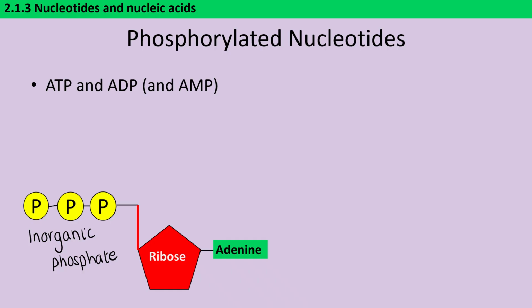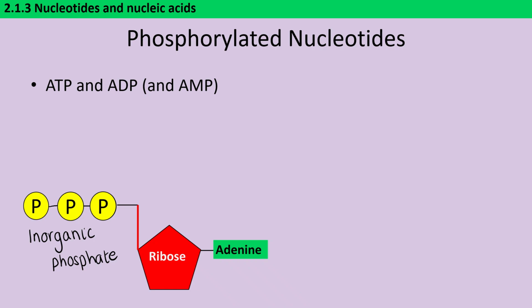Finally, you need to know about a class of modified nucleotides called phosphorylated nucleotides, the most famous of which is ATP, which is sometimes referred to as the universal energy currency. ATP is based on a modified RNA nucleotide, and the base is always adenine. That's what the A in ATP stands for. But unlike most RNA nucleotides, this one has 3 inorganic phosphate groups, so ATP is adenine triphosphate.